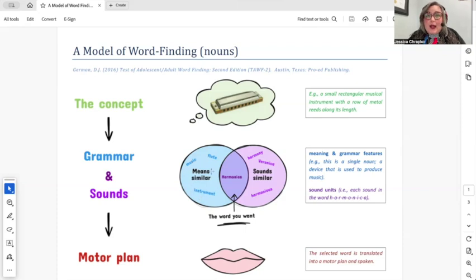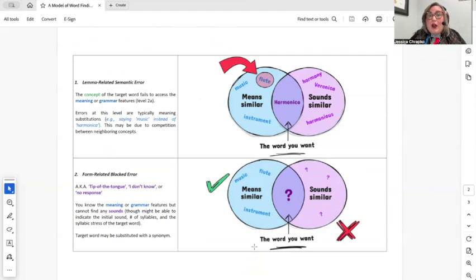Once we get the correct grammar, we then try to find the correct sounds. And actually, these don't happen one right after the other. They happen simultaneously. In the case of harmonica, our brain is trying to look for the individual sounds. When we find the meaning that we want and the sounds that we want, that's what falls in the middle of this Venn diagram. Once you select the word you want, you send it to your motor plan and that gets executed and we say the word.